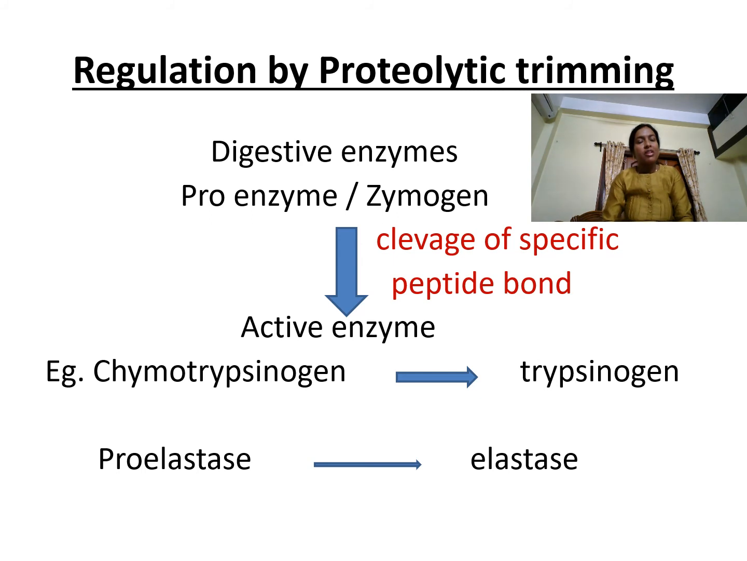So the basic examples are the pancreatic enzymes which are synthesized in zymogen form. After reaching a particular pH in the intestine, some peptide bonds are cleaved and the proenzyme becomes activated. Like the example of chymotrypsinogen. After reaching the intestinal juice, trypsinogen becomes trypsin and is activated. Pro-elastase to elastase. So this is another way of regulation, where some peptide bonds are cleaved and the protein molecules, like enzymes, are activated. This is another type of regulation.